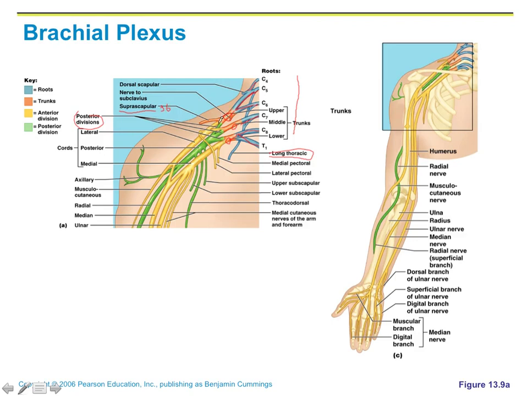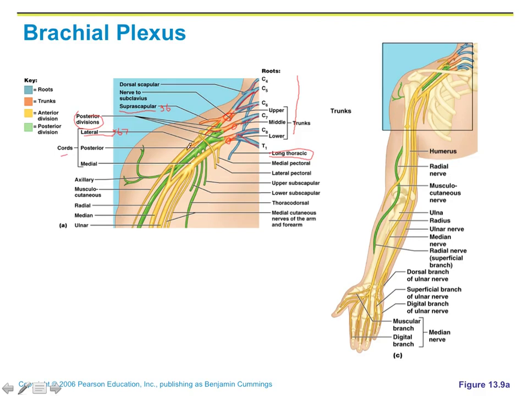The anterior division continues down, and will unite with one branch from the posterior division. These two unite together, and this is called the lateral cord. The lateral cord is C5, 6, 7.